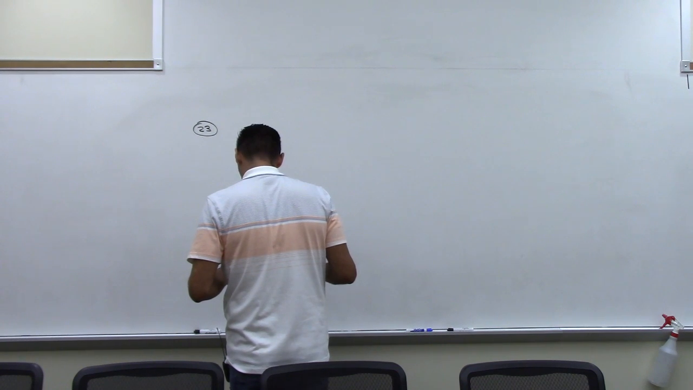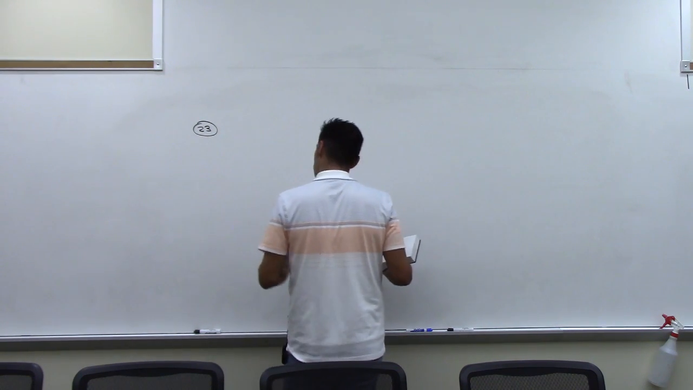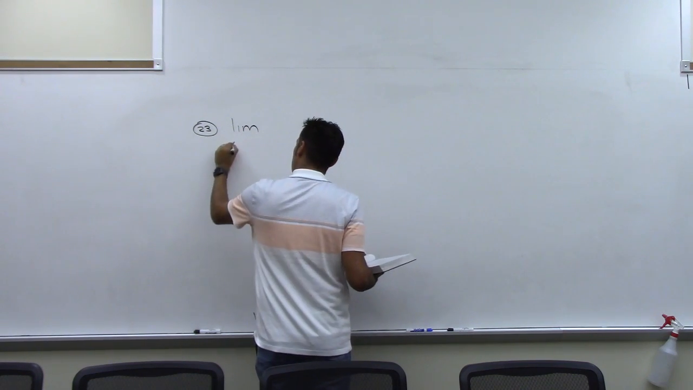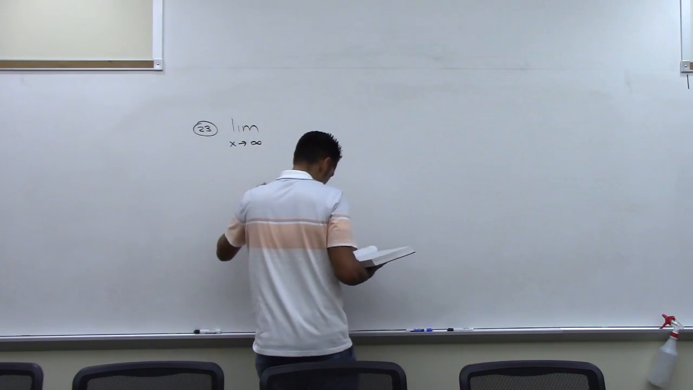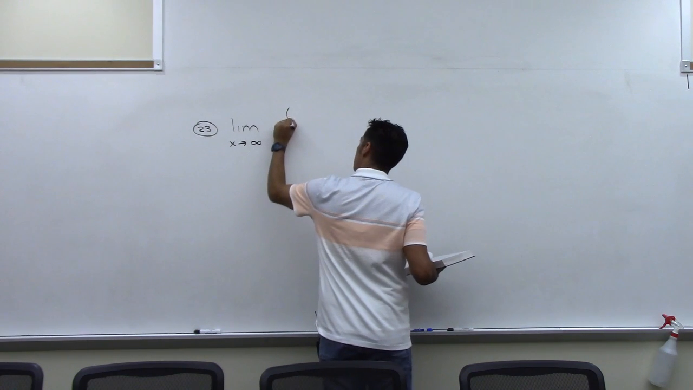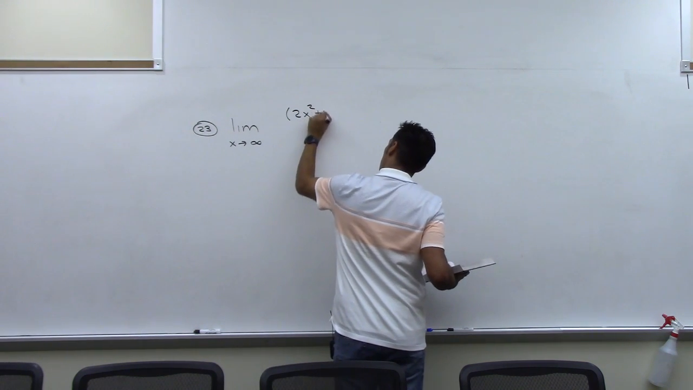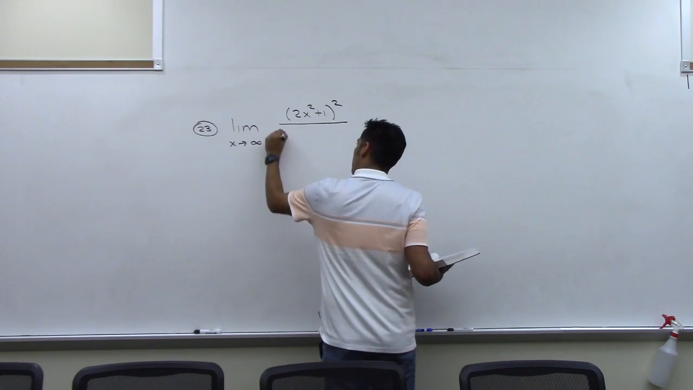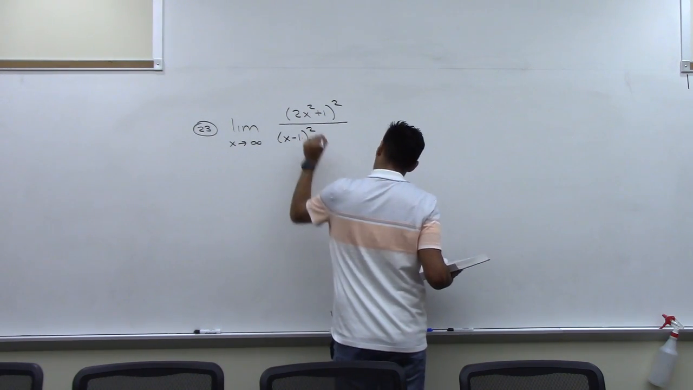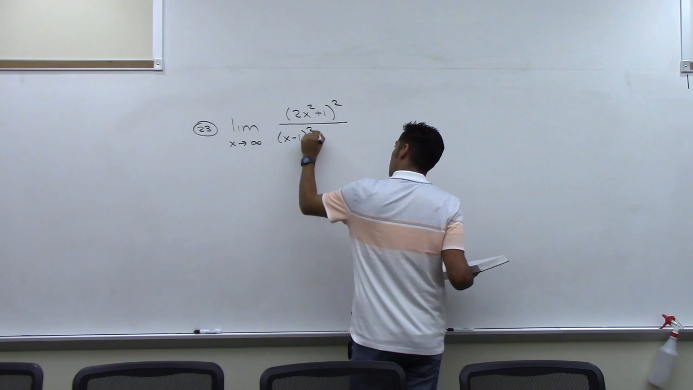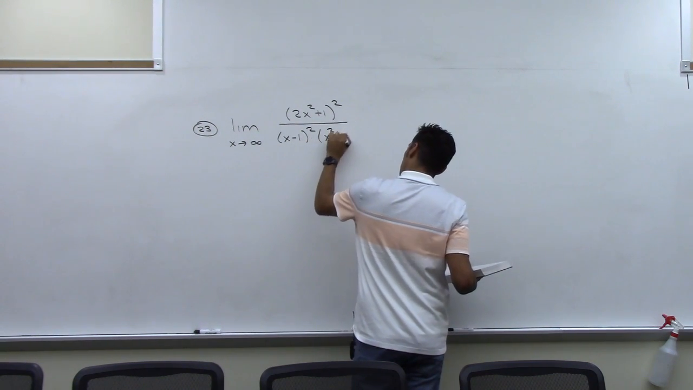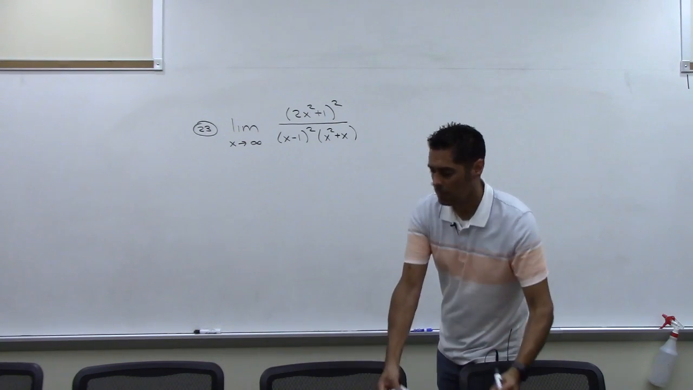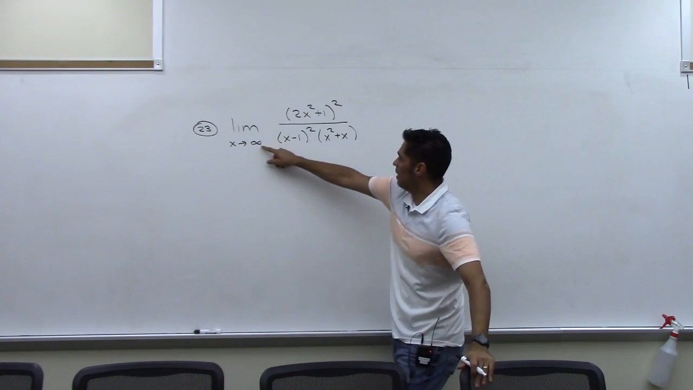I really like 22, but I'll do 23. Limit as x goes to infinity of (2x squared plus 1) squared over (x minus 1) squared times (x squared plus x). All right, we start letting x become infinite.